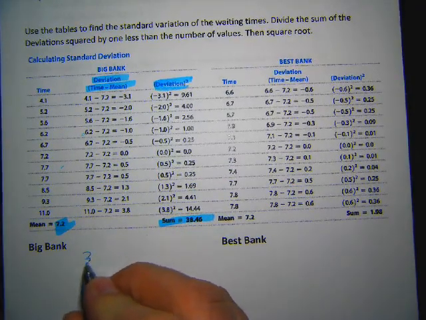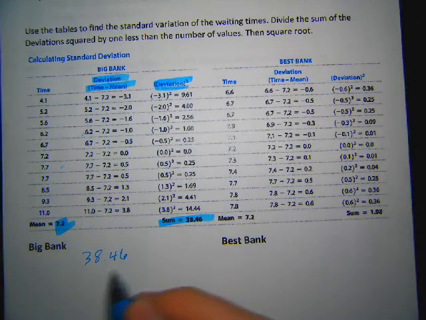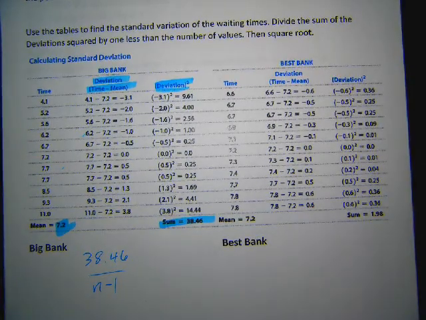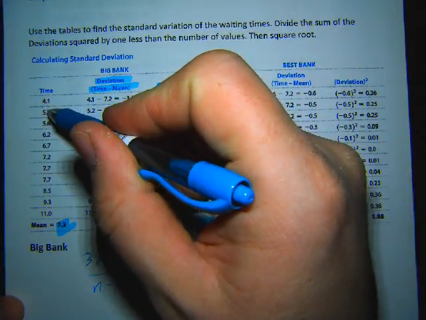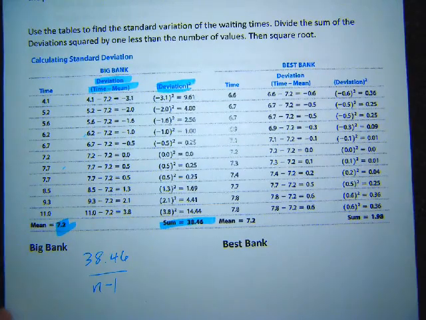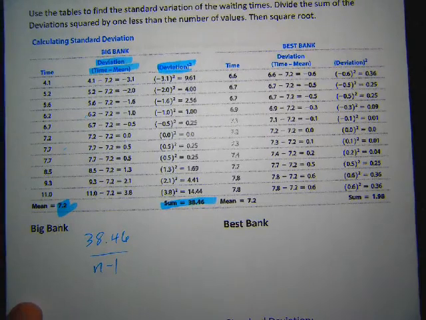Now we have one thing left to do. We actually have to divide, but here's the tricky part. We actually divide by n minus 1. Remember, n is your sample size. So that's how many times you checked, how many times you looked. So here I count, I have 1, 2, 3, 4, 5, 6, 7, 8, 9, 10, 11 times. So I would divide, but instead of dividing by 11, you actually divide by 10.